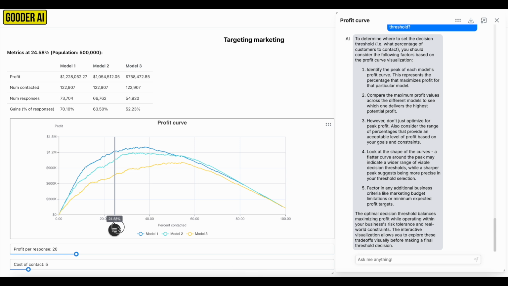Okay, well, let's try moving it somewhere. How about here? How about if I move it here?